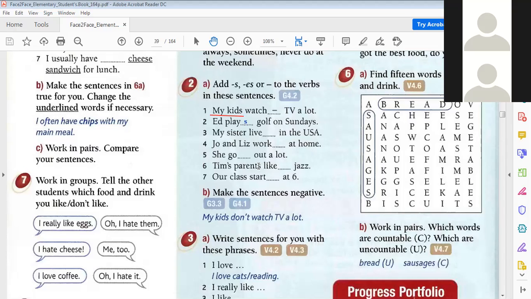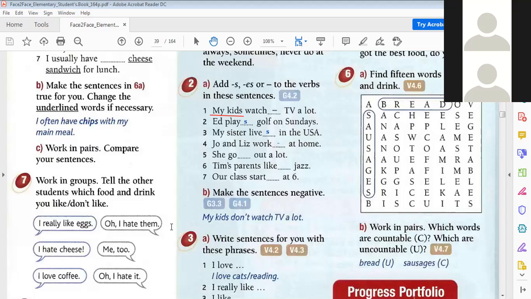Okay, number 3. My sister lives in the USA. Great, okay. Number 4, Manal. Joe and Liz work at home. Great, very good. So we don't use anything. All right, yes. Good.